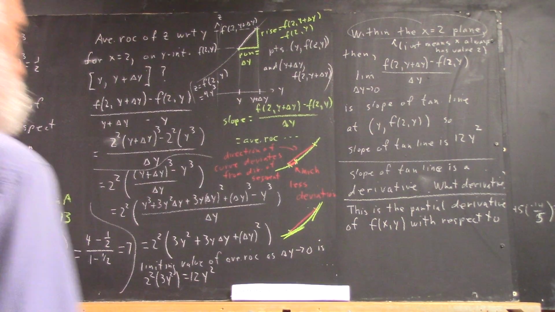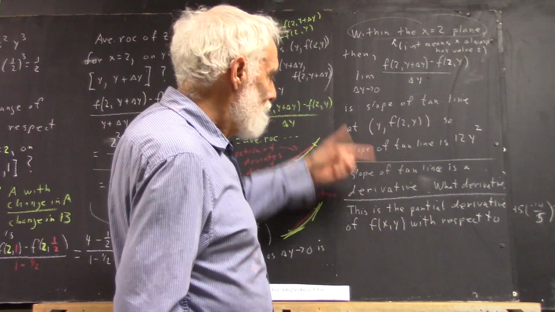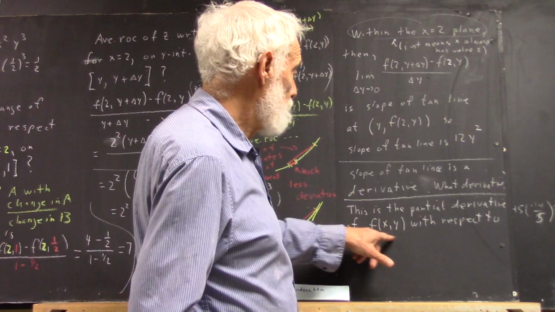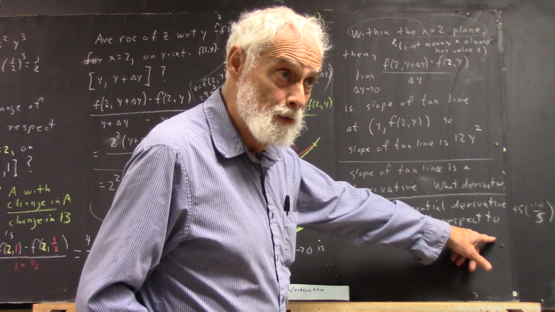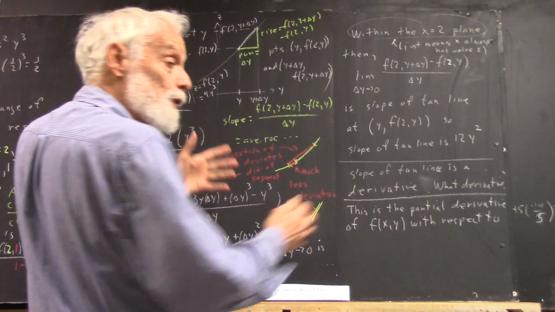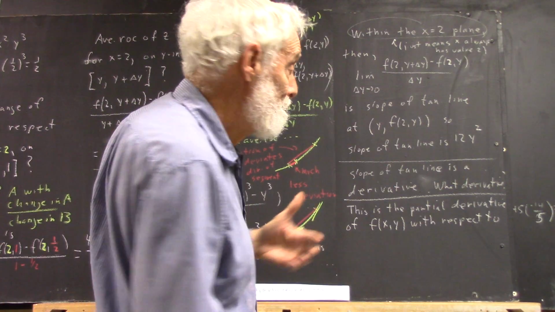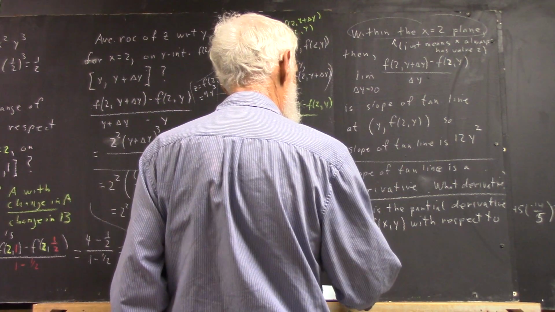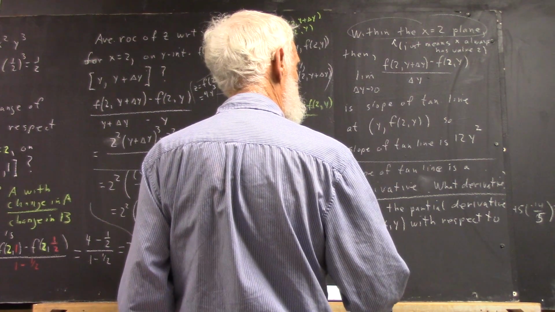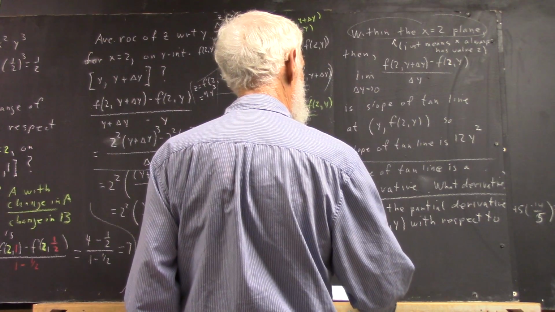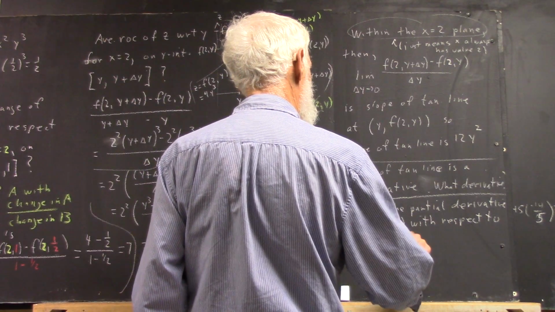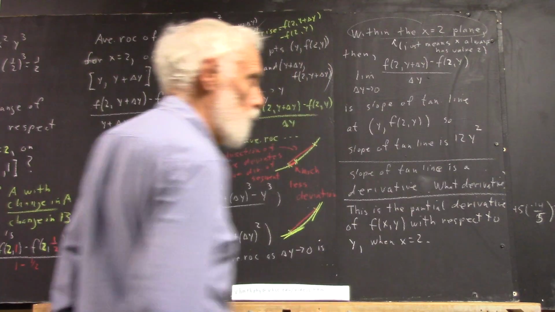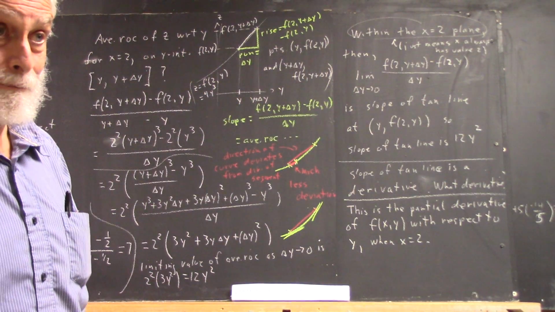Okay, so I've written out most of the statement again. This, in this case, is a partial derivative of x, y with respect to what variable? Well, it's y that's being changed, so that's what's varying, right? And of course, that's when x equals 2. Okay?